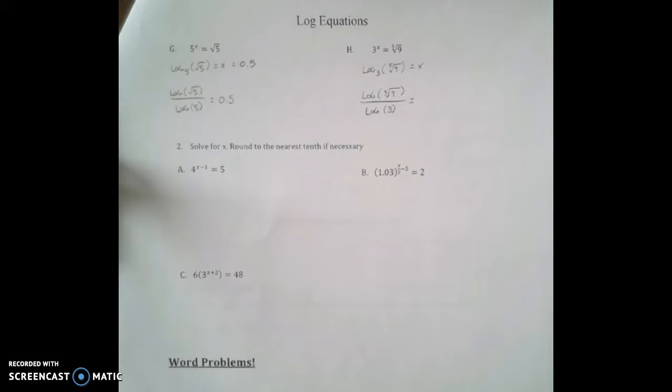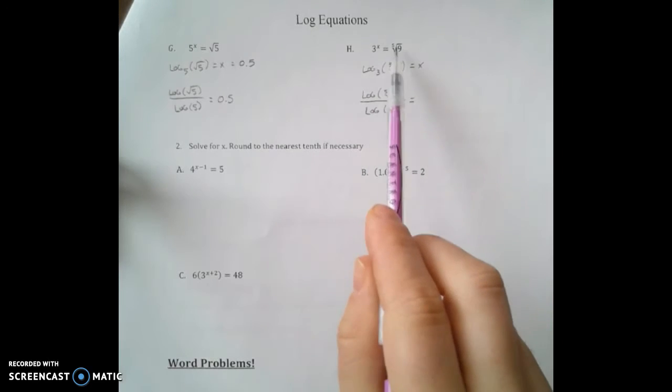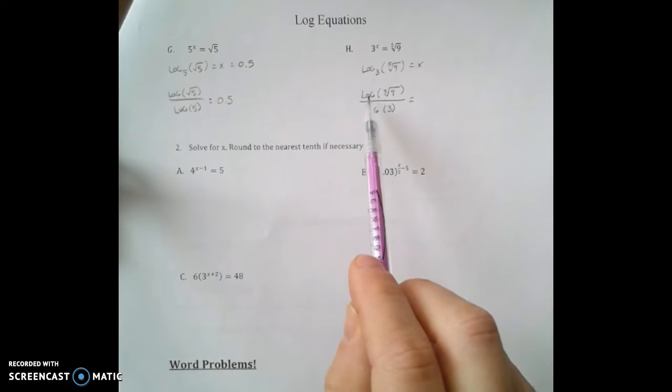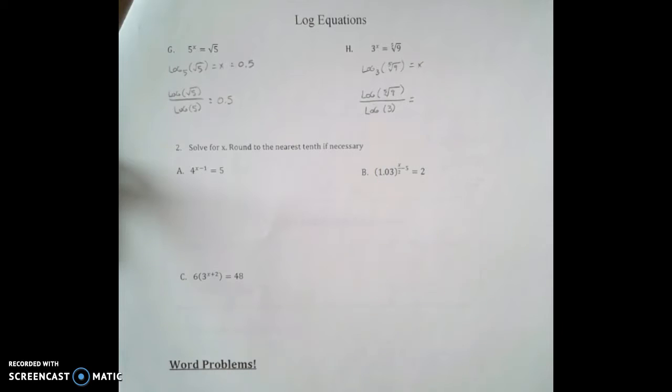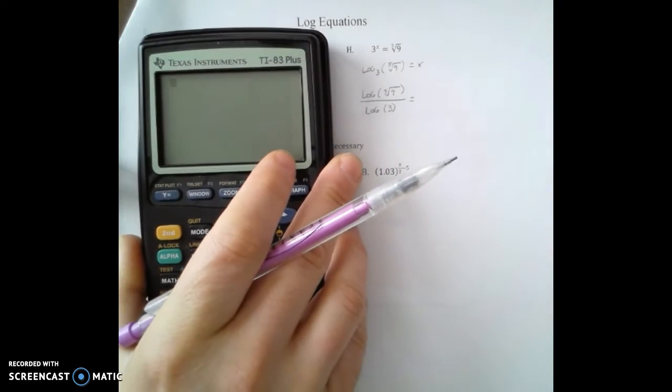In example H, it says 3 to the x power is equal to the 5th root of 9. And so in log form, that's going to be log base 3 of the 5th root of 9 is equal to x. So I've got my equation set up, the logarithm of the 5th root of 9 divided by the logarithm of 3. And I'm going to use my calculator to figure out what that value is.